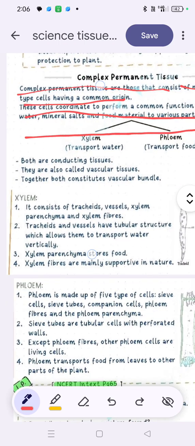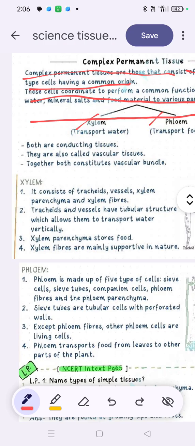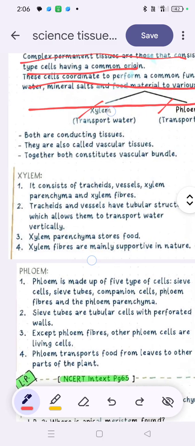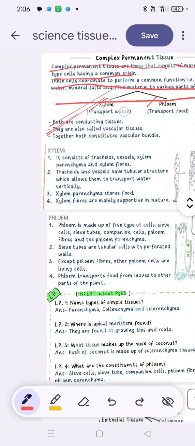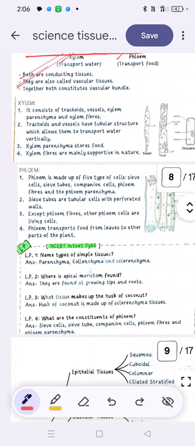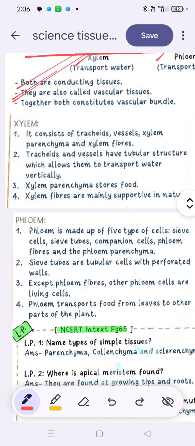So complex permanent tissues are of two types, xylem and phloem. We can say xylem complex permanent tissue or phloem complex permanent tissue. Both are conducting tissues, also called vascular tissue, and together they constitute the vascular bundle. Xylem consists of tracheids, vessels and xylem parenchyma. Tracheids and vessels have a tubular structure that helps transport. They allow water to be transported vertically.